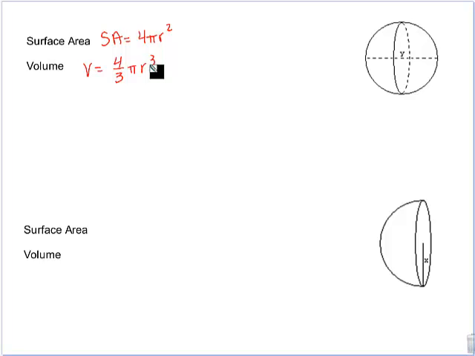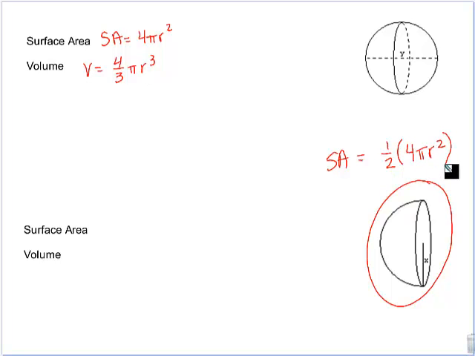Now our next shape is a hemisphere, so it's half of a sphere. For the surface area, first we would need half of the surface area of our sphere. But then we would also need to add on the area of our flat circle, a pi r squared. Half of 4 is 2, so we'd have 2 pi r squared, plus our circle, pi r squared. So the surface area of our hemisphere, 2 pi r squared plus pi r squared, is 3 pi r squared.